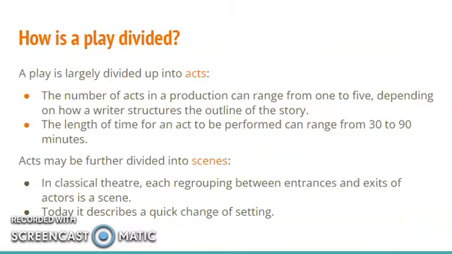So, as was mentioned before, plays are divided up into acts. The number of acts in a production can range from 1 to 5, depending on how a writer structures the outline of the story. The length of time for an act to be performed can be anywhere from 30 to 90 minutes. And then those acts are broken down even further.